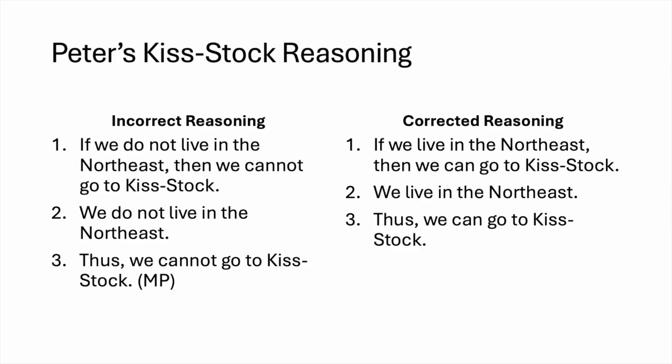Lois corrects him, so we get a different argument in the second part of the dialogue. If we live in the Northeast, then we can go to Kiss Stock. Again, a true statement. They live in the Northeast, so he's got his correct premise in there.